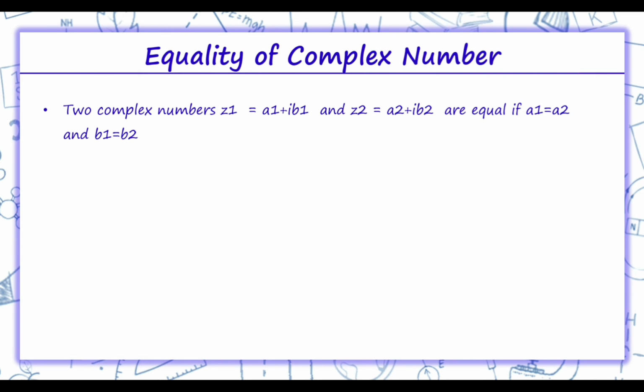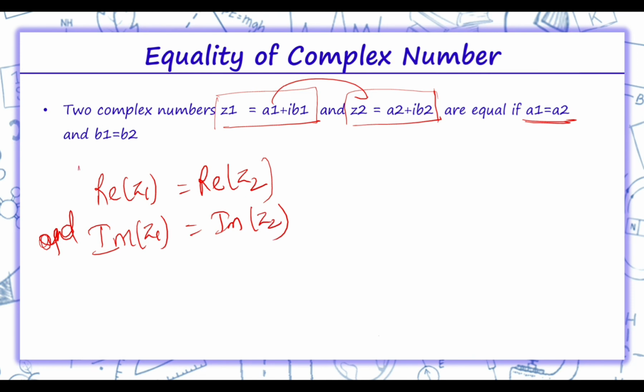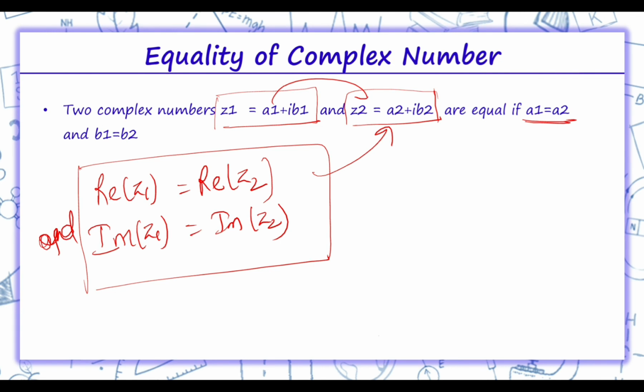Coming on to equality of complex numbers, let's suppose I am provided with two complex numbers, z1 equals a1 plus ib1 and z2 equals a2 plus ib2. These are equal if a1 and a2 are equal, that is, if the real part of z1 is equal to the real part of z2, and the imaginary part of z1 is equal to the imaginary part of z2. If this condition is fulfilled, then only we say two complex numbers are equal.